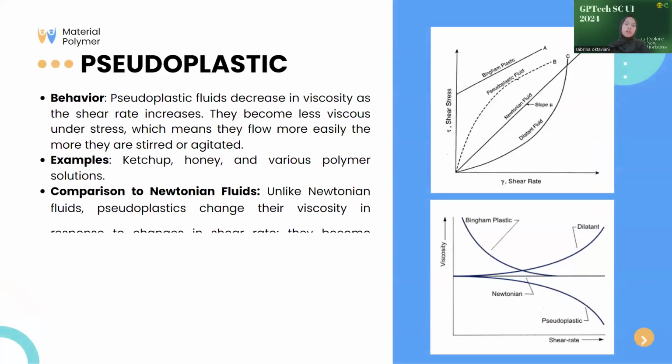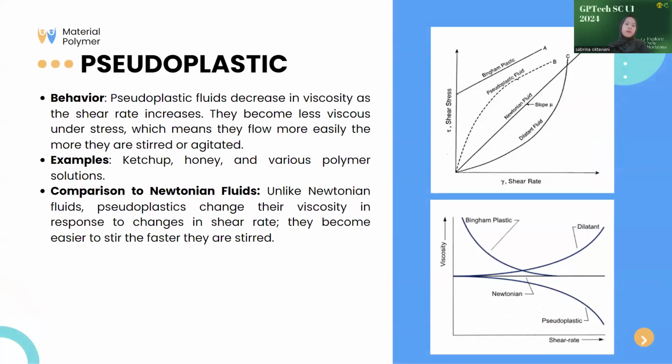So first, I'm going to divide it, first is pseudoplastic. The behavior of pseudoplastic is a decrease in viscosity as the shear rate increases. They become less viscous under stress, which means they flow more easily the more they are stirred or agitated. For example, ketchup, honey, and various polymer solutions.